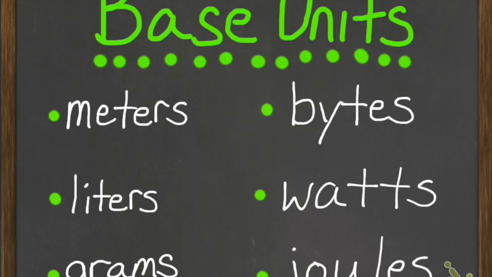Watts are a unit of power. So when you use electricity, you're usually using watts. Also, you have joules. Joules are something that we use to measure energy. So these are some base units. These aren't all of them. These are some base units that we will probably be using in our class.